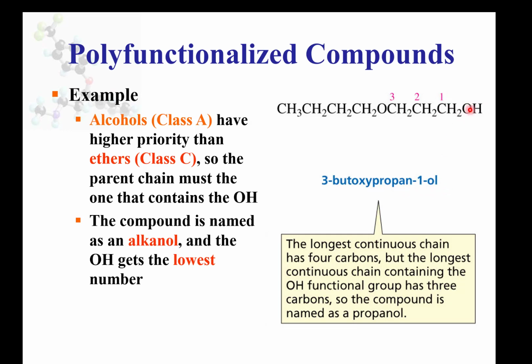It's 1 because we want to give the alcohol the lowest possible number. So we don't name this 1, 2, 3, for example. So after we give the OH carbon 1, it means this group here, the butoxy group, is a substituent on carbon 3. So it's 3-butoxy propane 1-ol. Notice how deciding that we have a class A priority group determines which is the longest carbon chain attached to this functional group, and also the numbering that gives this OH group the lowest possible number.